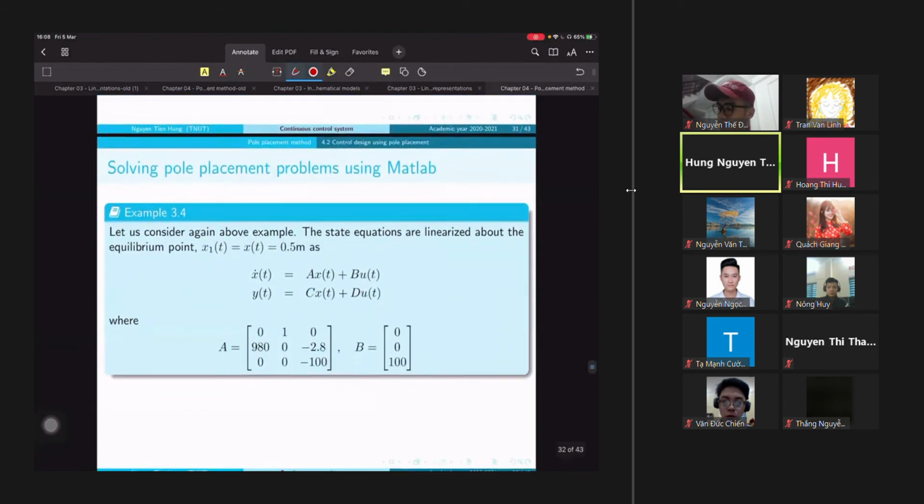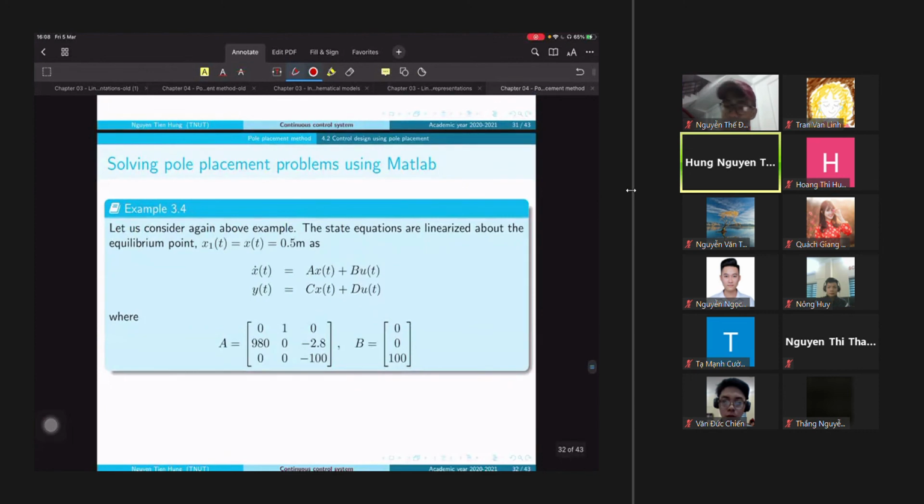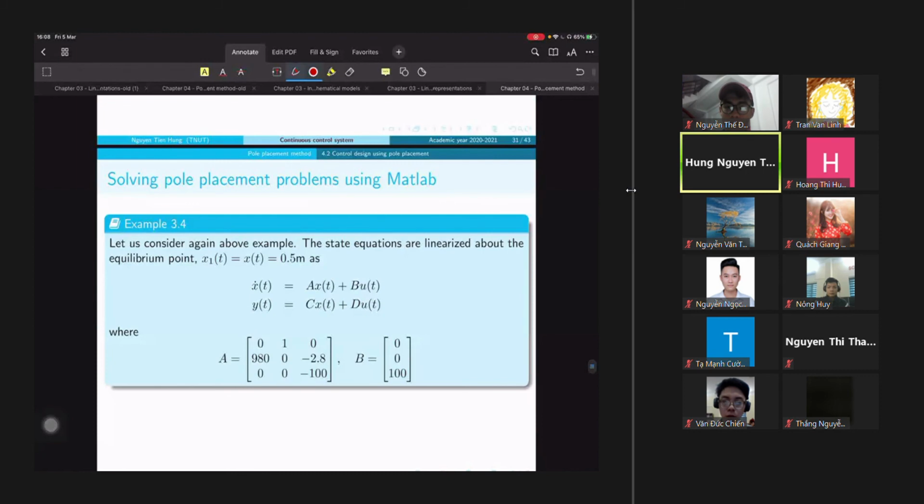And you know how to do that. You just put the system in this form. You already have this form, but in this case, we use the equation linearized about the equilibrium point. We assume that the system may not be a linear one, but around the equilibrium point, the system is linear.